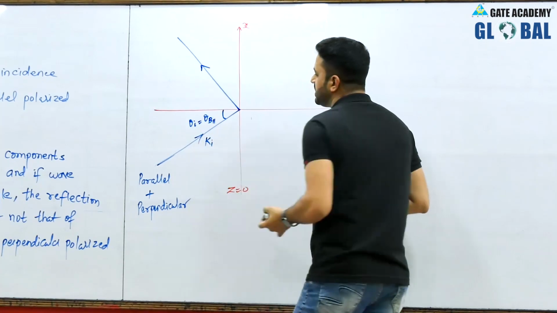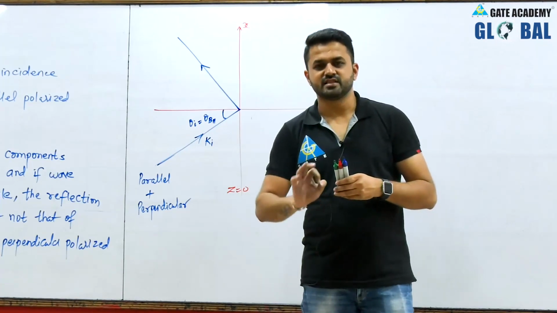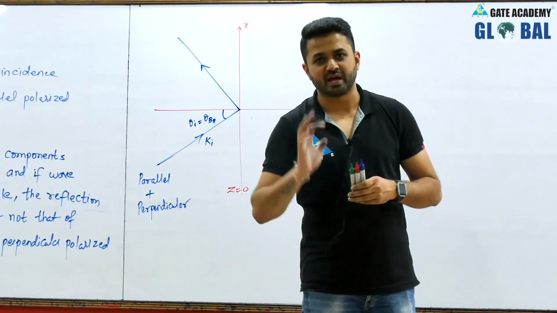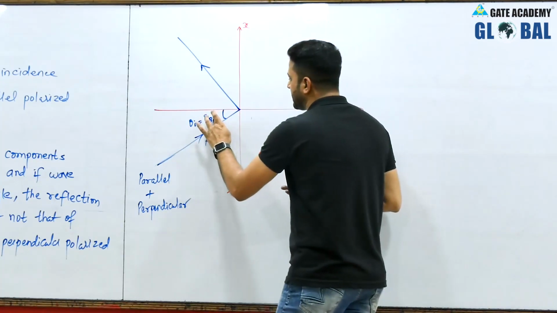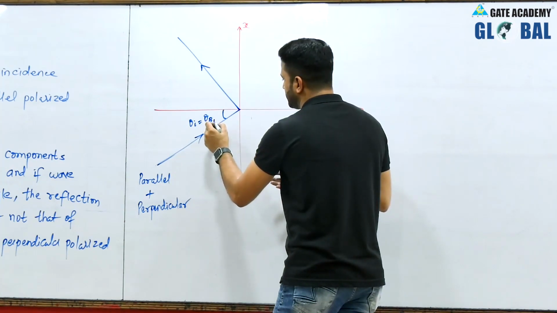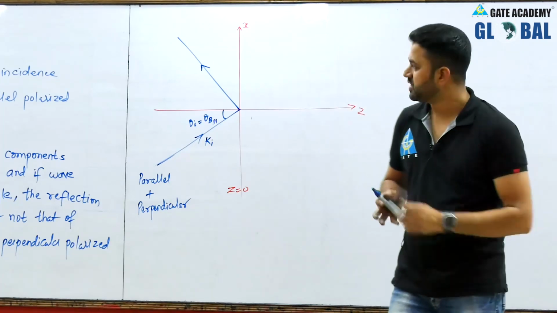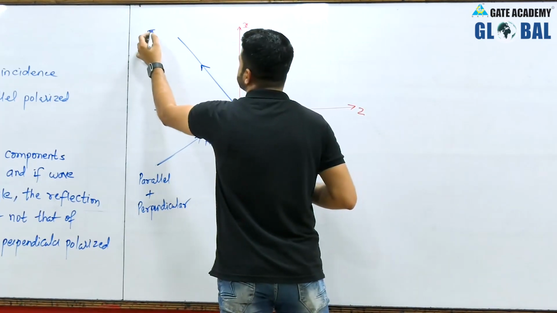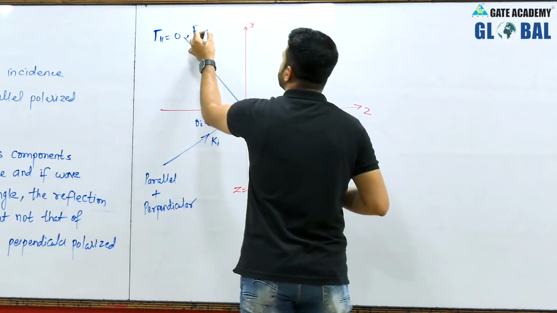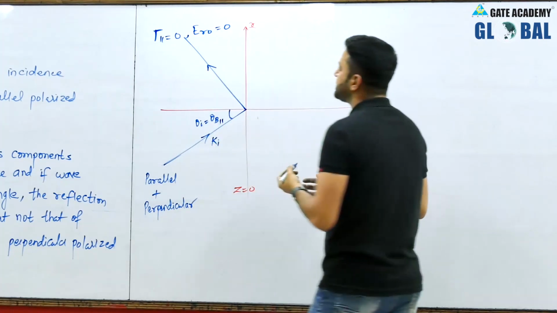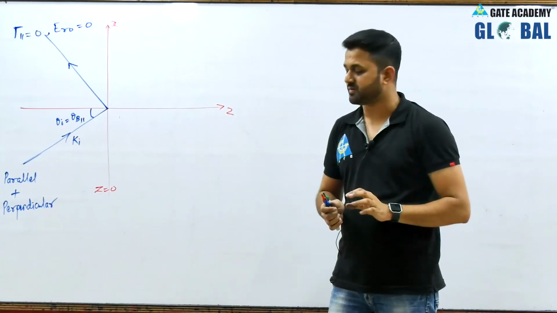What will happen when the angle of incidence is equal to the Brewster angle? Then we know that there will be no reflected wave in case of parallel polarized wave, because when the angle of incidence becomes the Brewster angle, the reflection coefficient becomes 0. So, if the reflection coefficient is 0, then ER0 is also 0. That means there will be no reflected wave for parallel polarized wave.